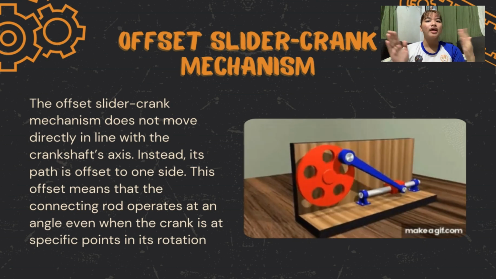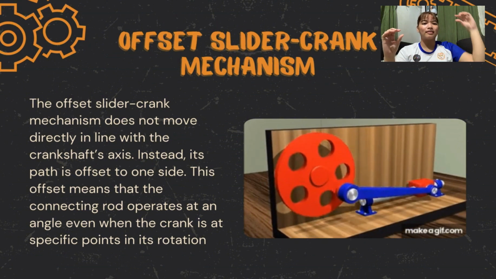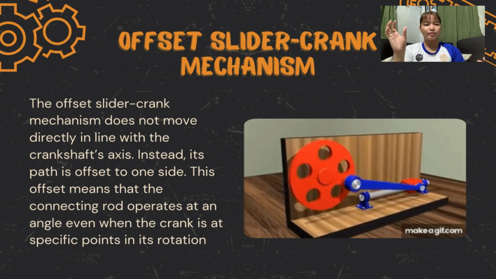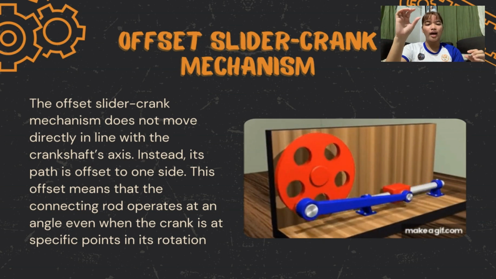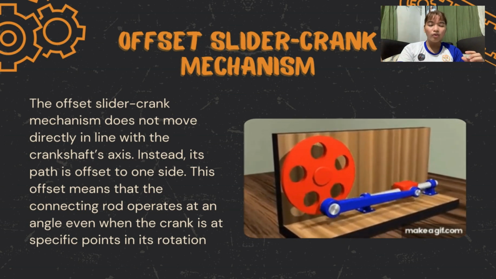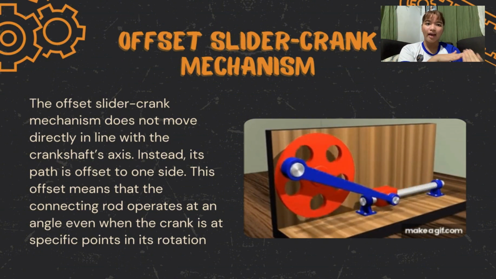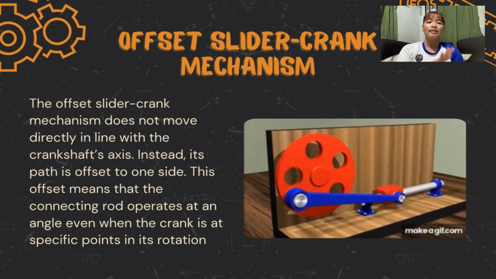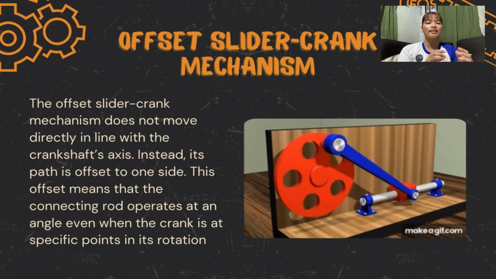In the offset slider crank mechanisms, yung slider natin, it can be sa taas, sa baba, or sa gitna ng ating crank. Shown sa ating example, nasa baba yung ating slider and then yung ating crank is umiikot siya. At a certain point, nagkakaroon siya ng angle with our connecting rod. This angle causes or affects the speed and force profile throughout the cycle. Nagkakaroon siya also ng non-symmetrical motion sa ating slider.